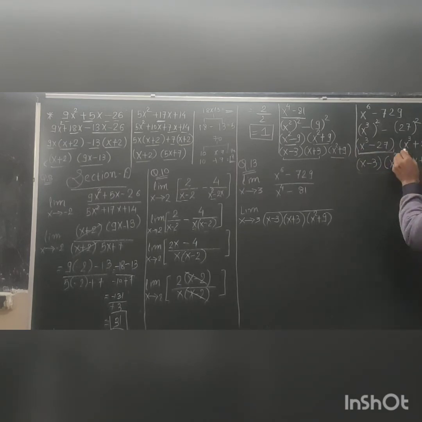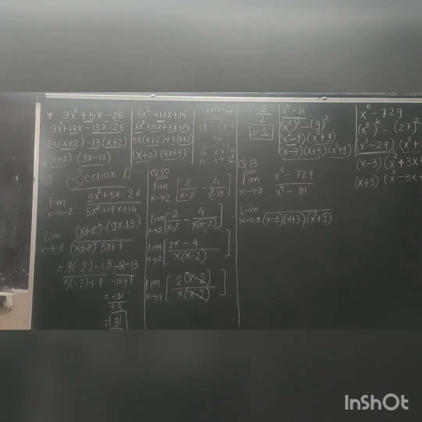But what about x cube plus 27? Again, here it is a multiplication. For x cube plus 27, it is x plus 3 in bracket x square minus 3x plus 9. All the values are the same, but the change is only in the sign. Here it is negative, positive, positive, negative.